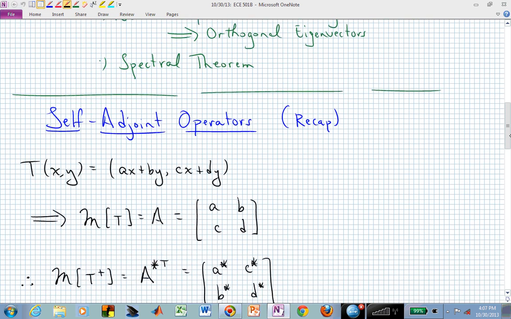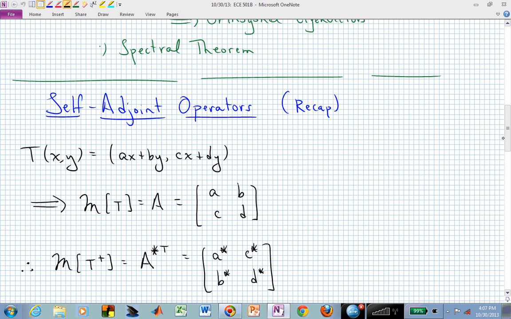Let's now recap the self-adjoint concept that we began chapter 7 with. A self-adjoint is an operator. If we had a linear map, and here I'm dealing with a 2 by 2, not a 3 by 3, hopefully you can see that this linear map gives rise to the following matrix representation.